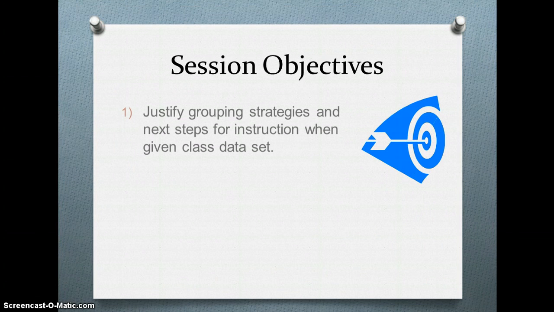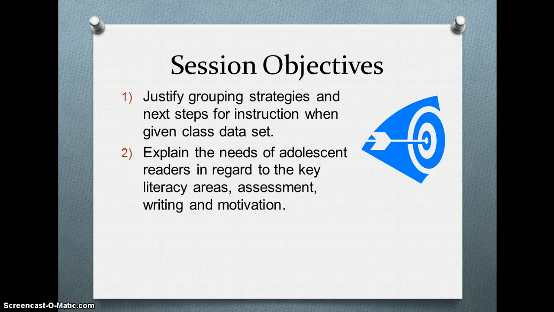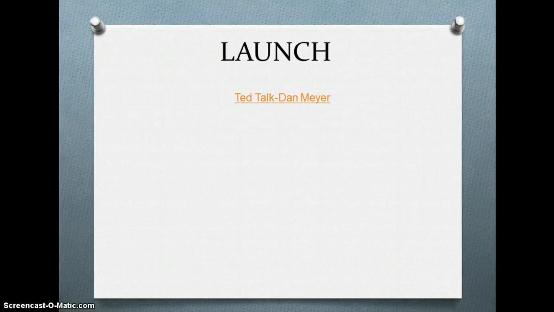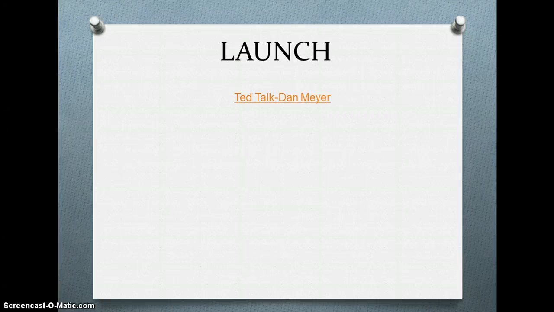All right, so our two big objectives today, we're talking about grouping strategies and rationales for those. How can we differentiate based on data? And then looking at the needs of adolescent readers and how to help them, since that's who you're working with now. To launch you, I have a TED Talk, which is actually about math instruction, but I love it anyway.